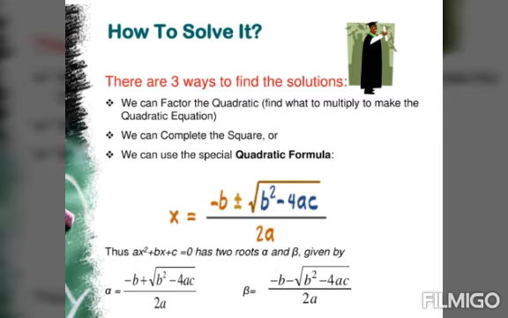How to solve a quadratic equation? There are three methods to solve a quadratic equation. The first is using factorization. The second method is using completing the square. And third is using the quadratic formula.